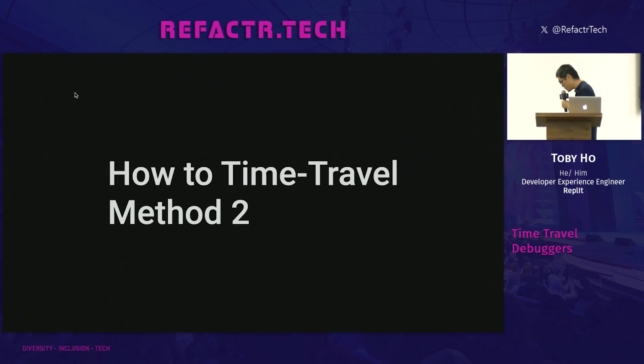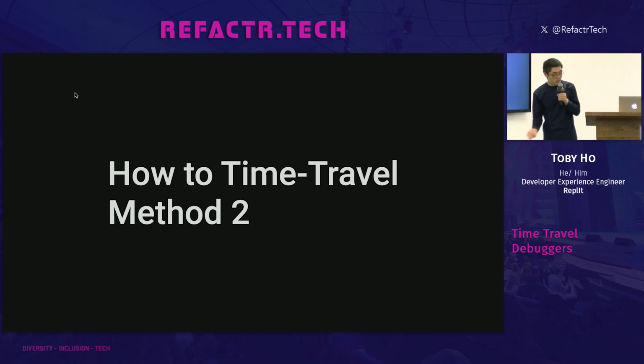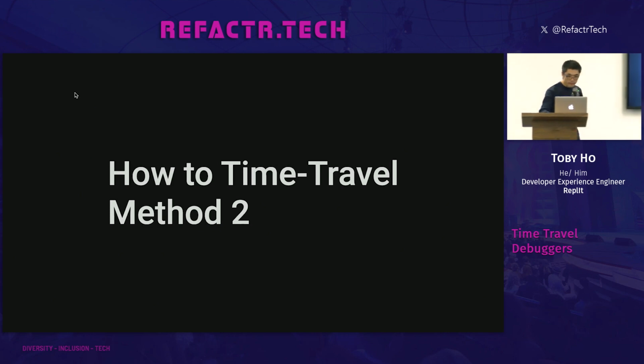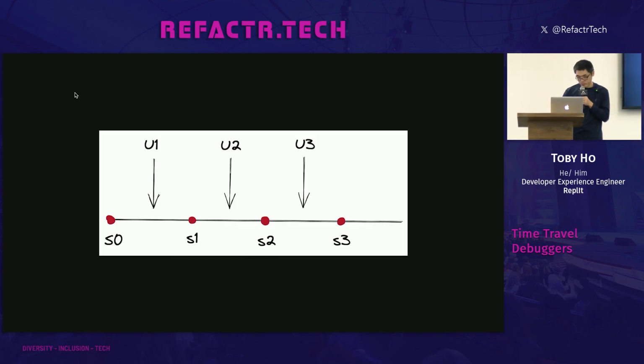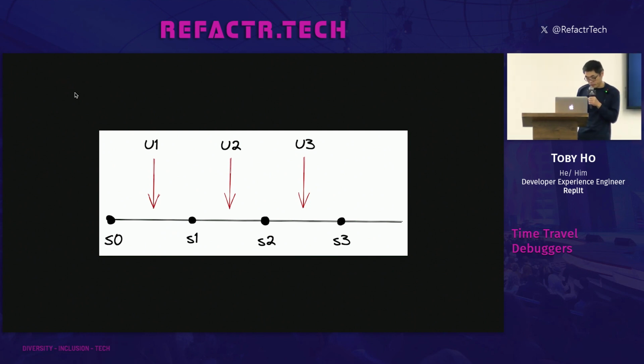So the first method has some obvious drawbacks. If you're going to save every single intermediate state of the program and the program changes a lot or the program has a lot of state in it, that's going to take a lot of space. So another way to do it is instead of saving every single state, you could save every update instead. And presumably the update will take a lot less space to store.